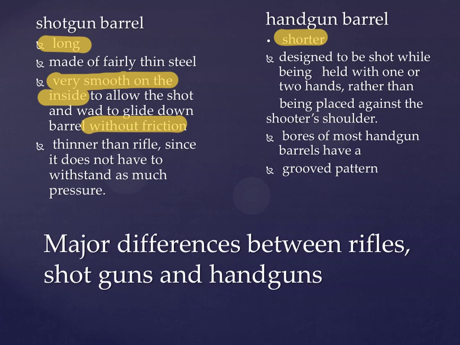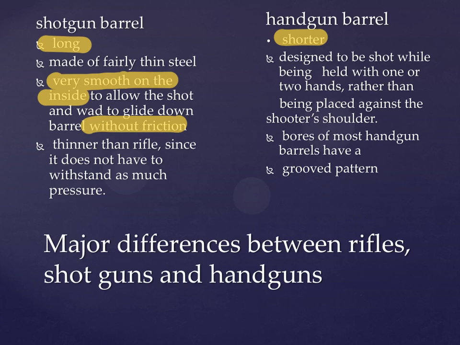Okay? Now, the barrel of a shotgun tends to be thinner than the barrel of a rifle, and because of this extra thinness, it does not withstand as much pressure. So you put too much pressure on it, and it will bend or crumple and not work the way it's designed to work.